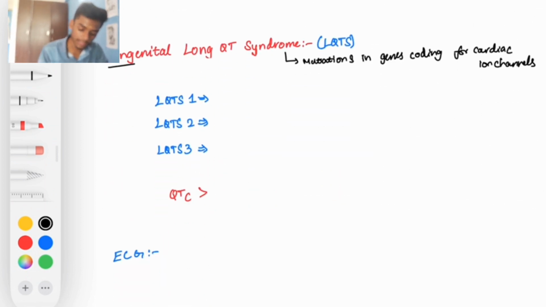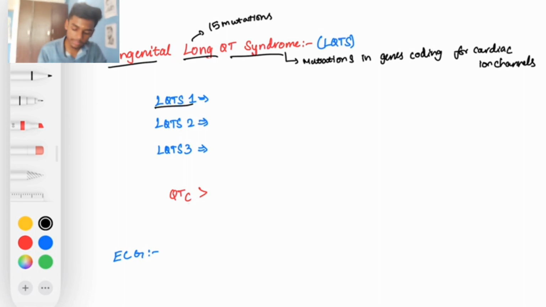Let's come to congenital long QT syndrome. See, congenital long QT syndrome can have many mutations. Till today, there are 15 mutations. The most prevalent ones are only 3 types. These are mutations in the genes coding for cardiac ion channels.